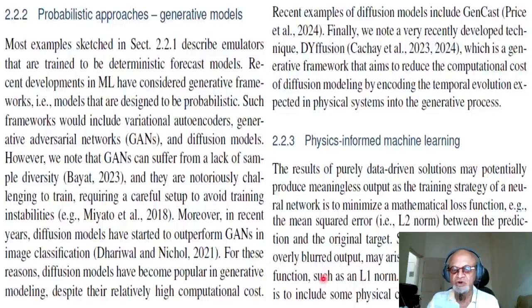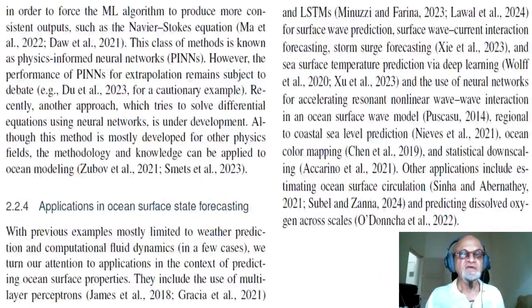Similar issues, for example, producing overly blurred output, may arise with other choices of the loss function, such as an L1 norm. An evolution of this approach is to include some physical constraint in the loss function in order to force ML algorithms to produce more consistent outputs, such as the Navier-Stokes equation. So you have deep learning ML doing its thing, and then you put a physical layer to make sure that physical constraints are satisfied, like no snow in Singapore for now. Okay. This class of methods is known as physics-informed neural networks, PINNs. However, the performance of PINNs for extrapolation remains subject to debate, so these are still being tried out.